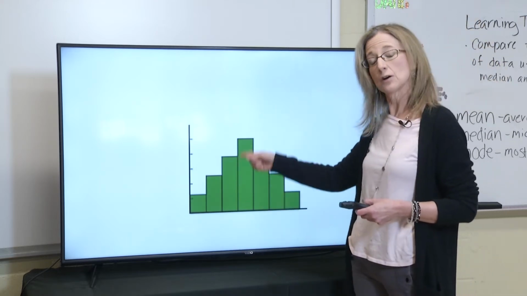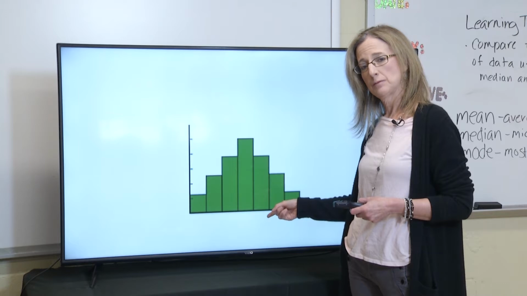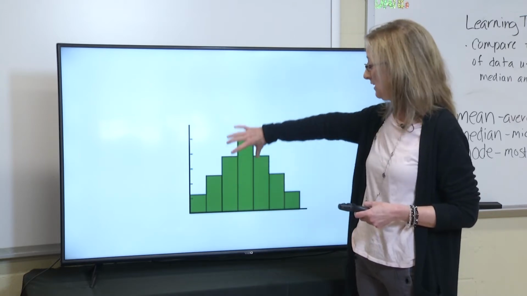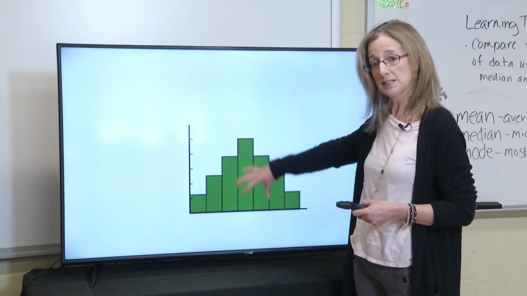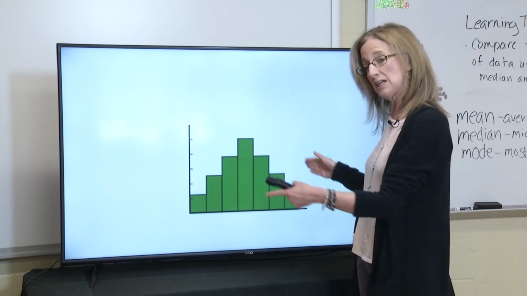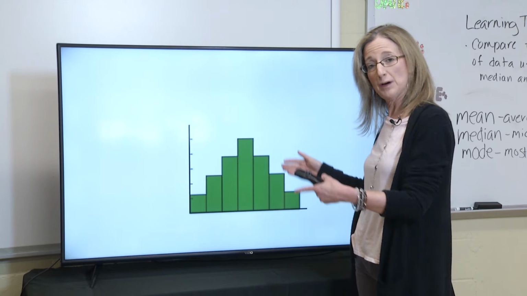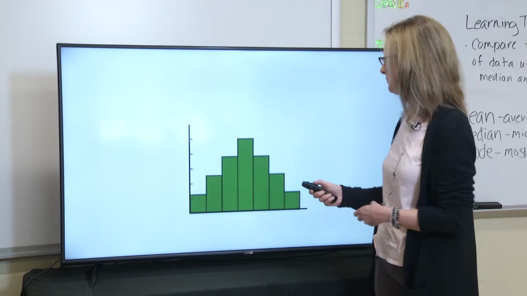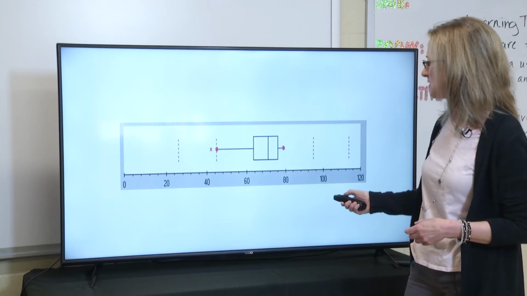Your mean here, since it's symmetrical, where do you think your mean would be? Your mean is going to be in the middle, in the center, because you add these together, you divide by the total number, and so your average is going to be in the middle. Okay? Let's look at this.